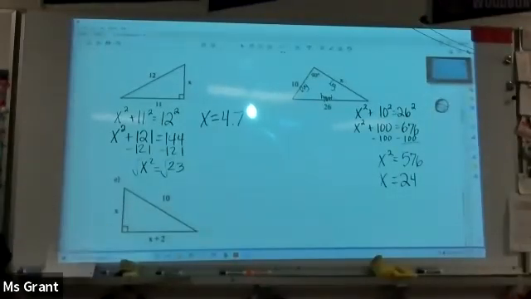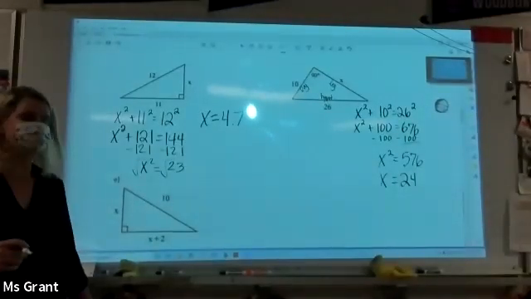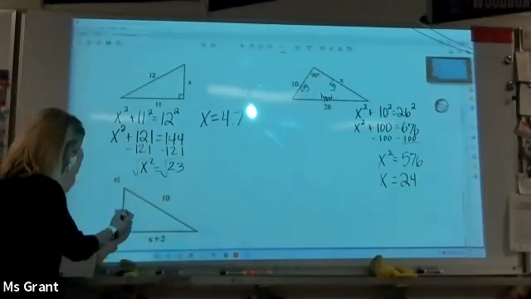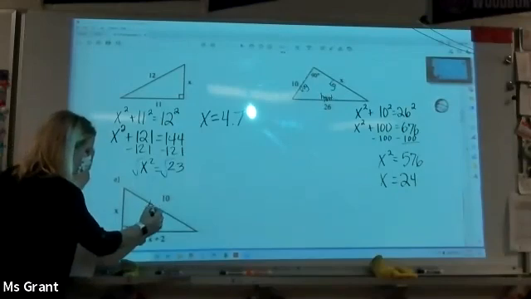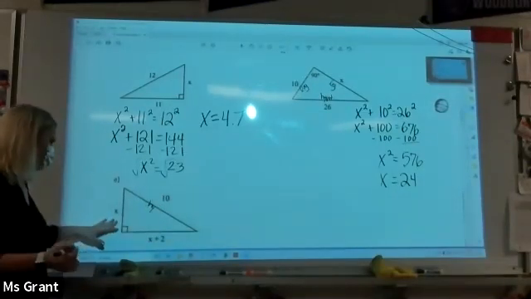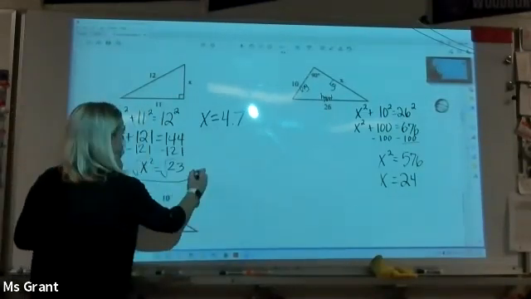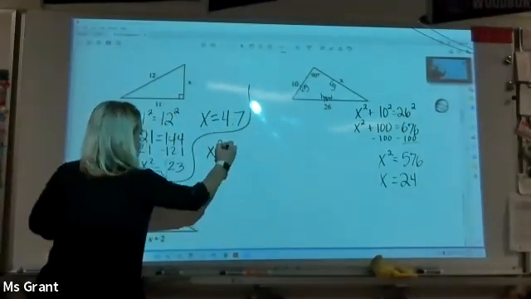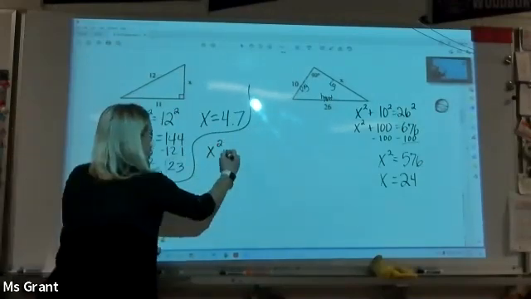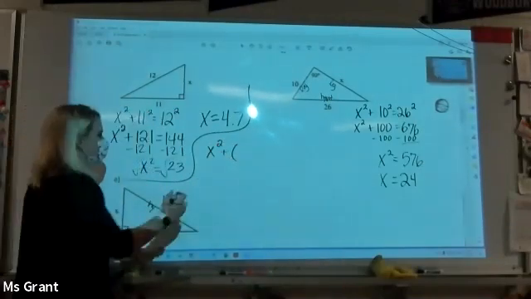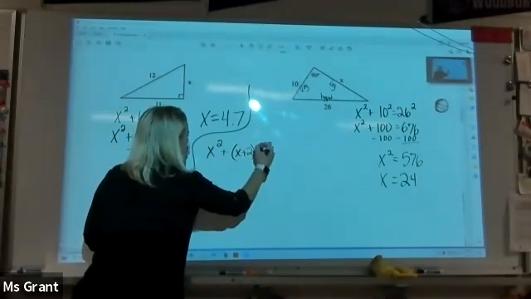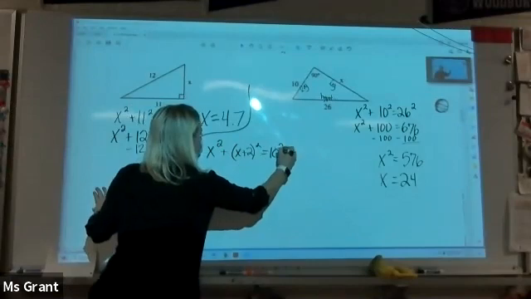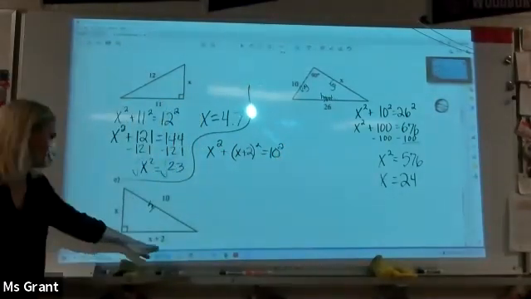Okay. On E, I've got a lot of unknowns, but it's still, this is a leg, this is a leg, and this is the hypotenuse. So I'll do my work. Legs squared plus, it's a binomial. X plus 2 squared equals 10 squared. So I put this leg as a binomial.